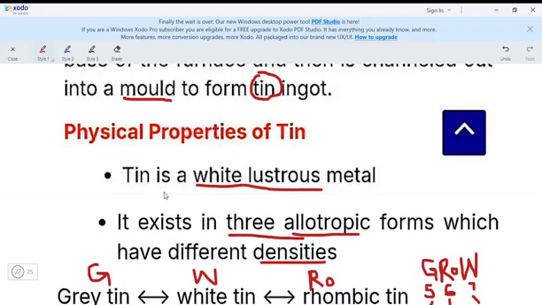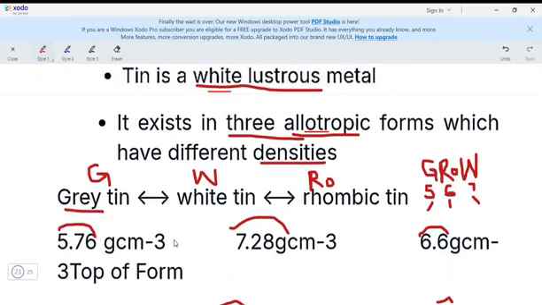What are the properties of tin? The color is white, lustrous, shining. That's when you polish it, it will be shiny. It exists in 3 allotropic forms. Allotropes means when you are forming different shapes using the same element. So it exists in 3 allotropic forms, and they have different densities. How will you remember the gray, the rhombic, the white? So that's GROW. G for gray tin, rhombic tin, white tin, GROW.